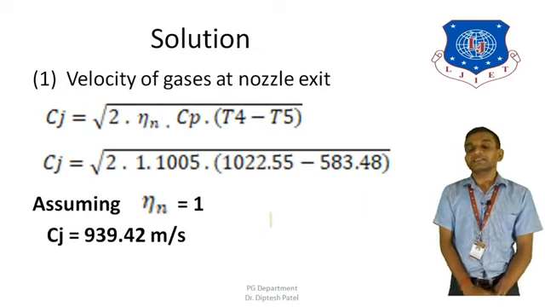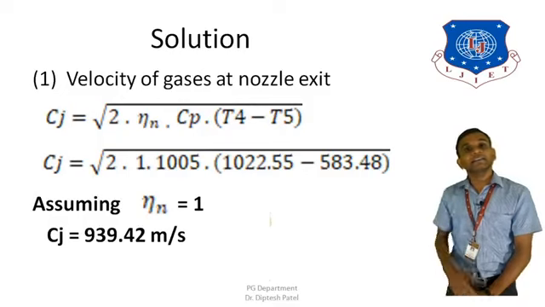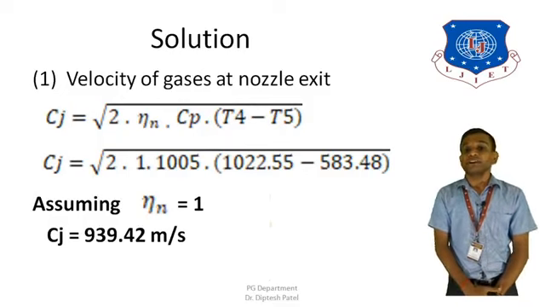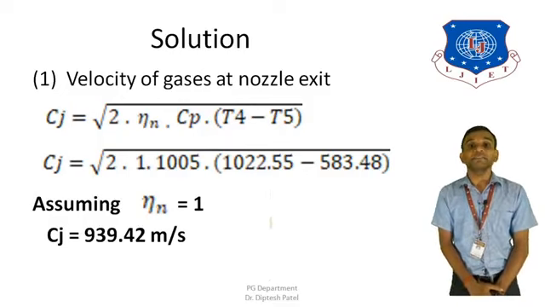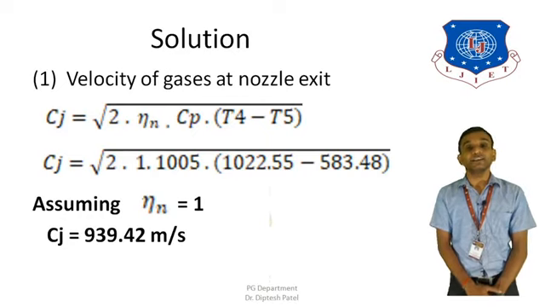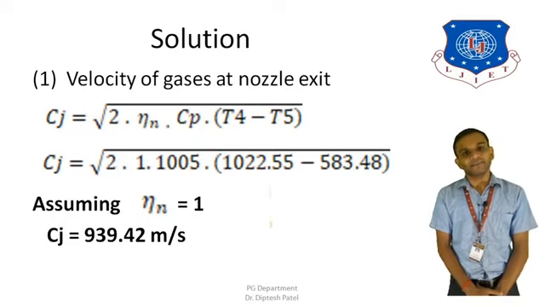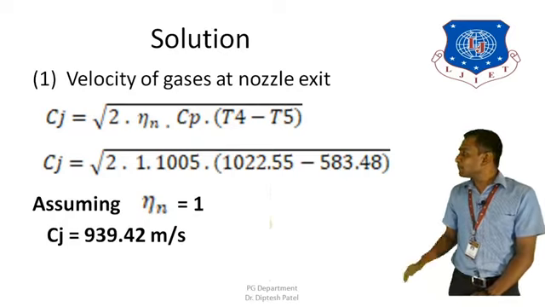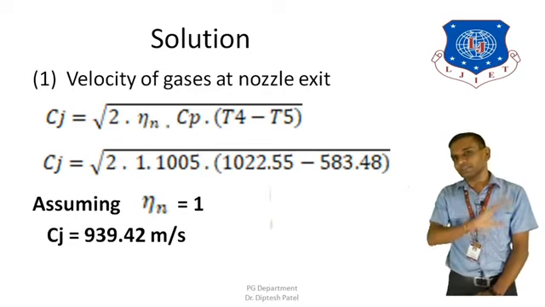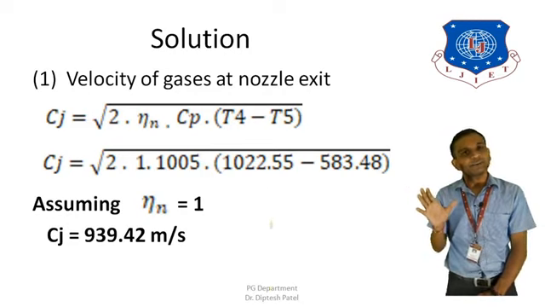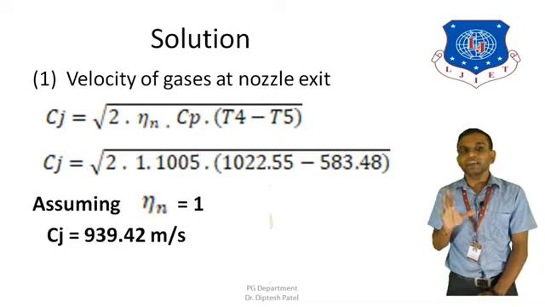Now let's find out our aim. The first aim is that we need to find the velocity of gases at nozzle exit, that is Cj. We know the formula: Cj is equal to the square root of 2 into eta n into Cp into (T4 minus T5). Here I am going to put in the values, because we got the values of T4 and T5, Cp is given to us, and we are going to assume eta n is equal to 1.